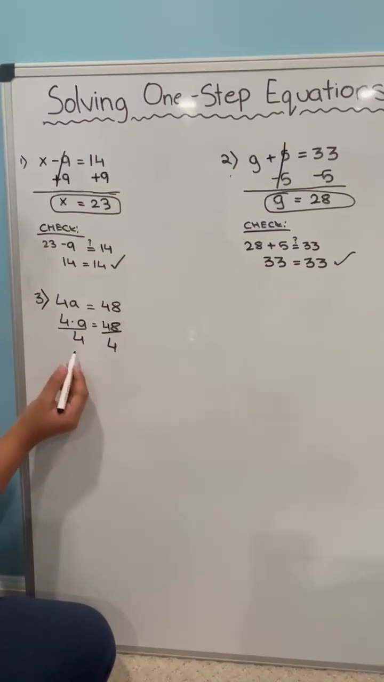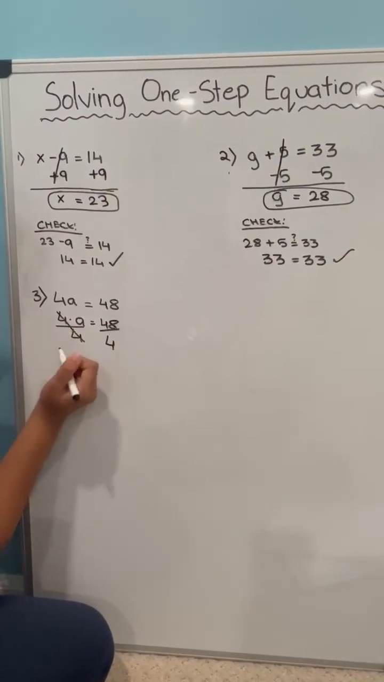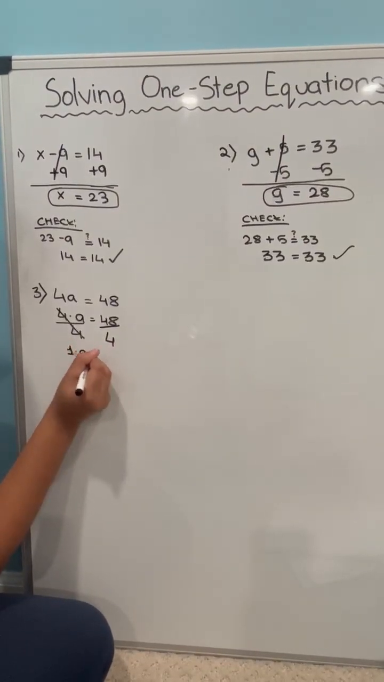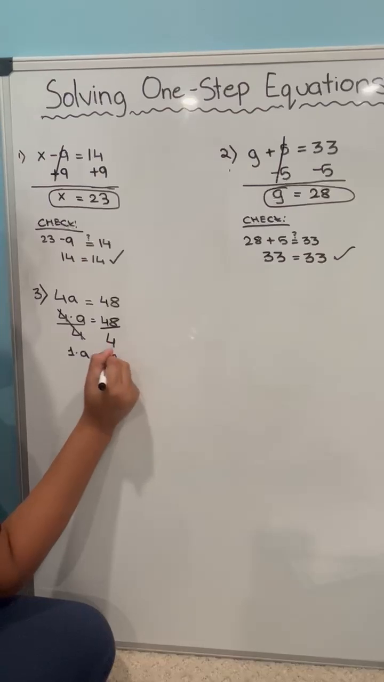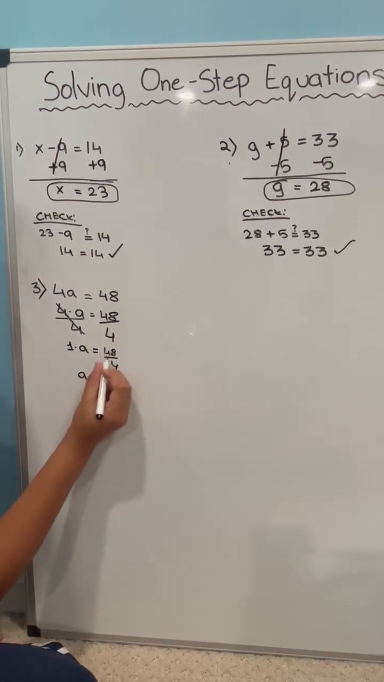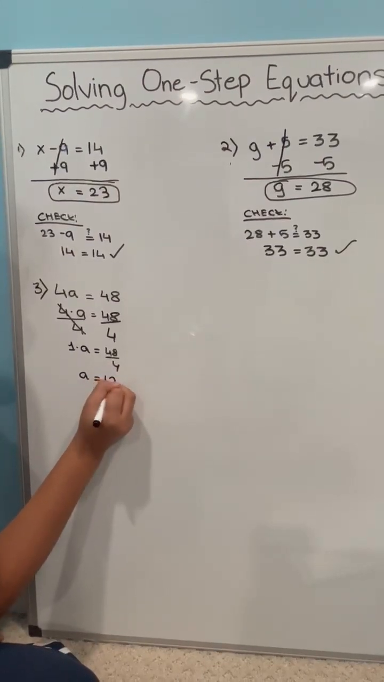Now 4 divided by 4 is 1, and you cut these out. So technically you have 1 times a equals 48 divided by 4. And 1 times a could be simplified to a, and 48 divided by 4 is 12.